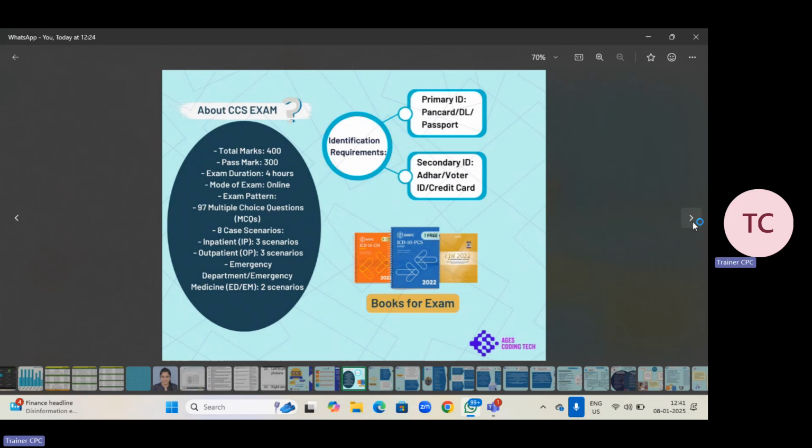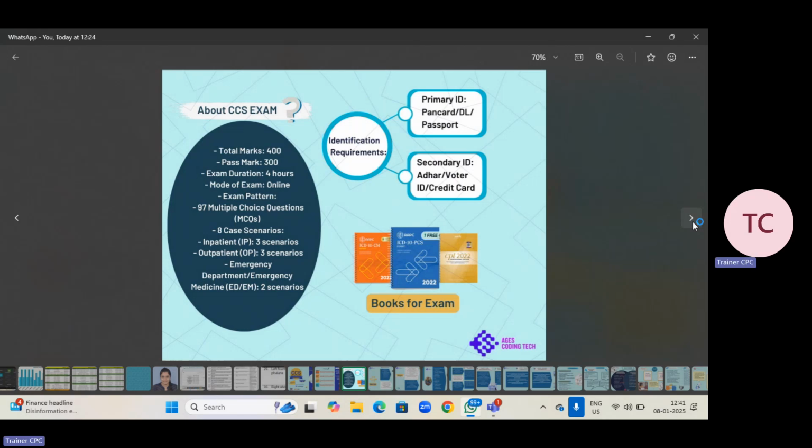For this exam, you will be using 3 books: the ICD book, the ICD-10 PCS book, and the CPT book. These are the books which we'll use for the exam. In the exam, they will not be providing the books. We need to bring our own books. So we will be arranging the books for your exam. You need to rent the books and take them to the exam.